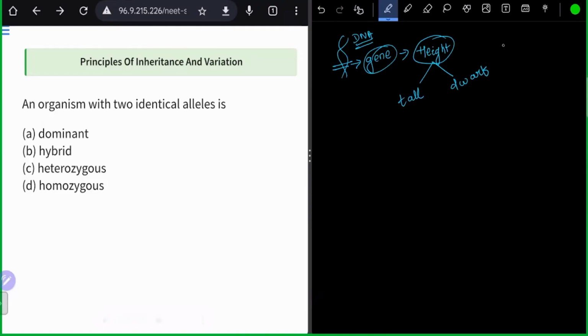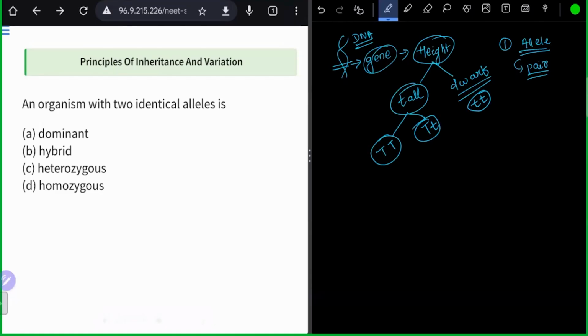The first point is that alleles are always present in pairs. For tallness, it can be capital T or small t. We'll discuss dominant and recessive characters. First is the location of alleles. Alleles are found at the same position on a chromosome. Then what are the types? Types are dominant and recessive. Here, tall is the dominant character and dwarf is the recessive character.